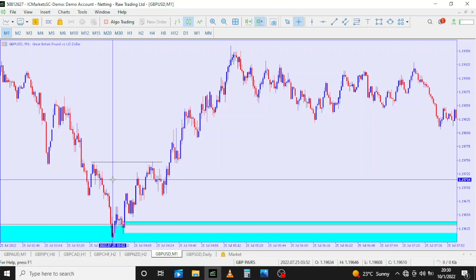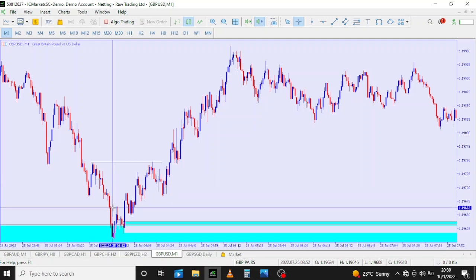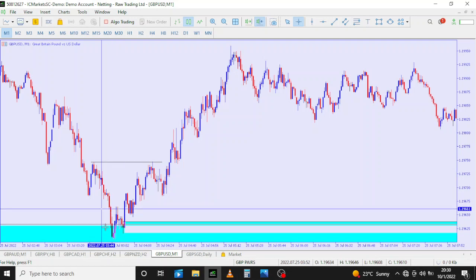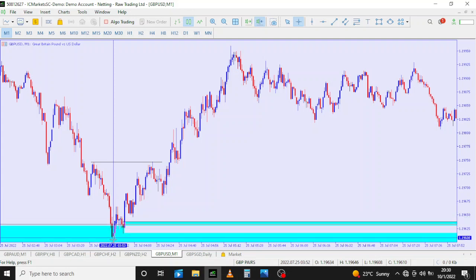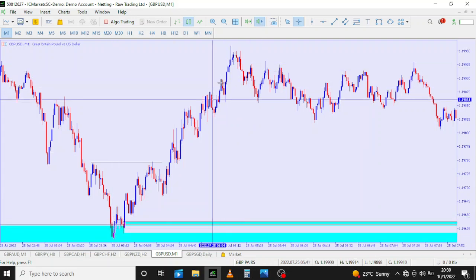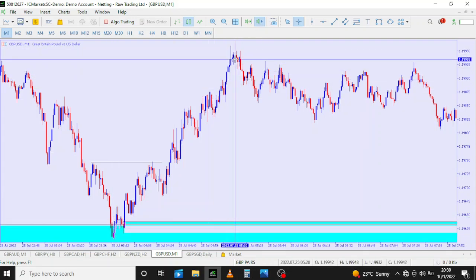was overlapping around this area because it's 2 a.m. UK time. The price mitigated our point of interest and went on to create this high.